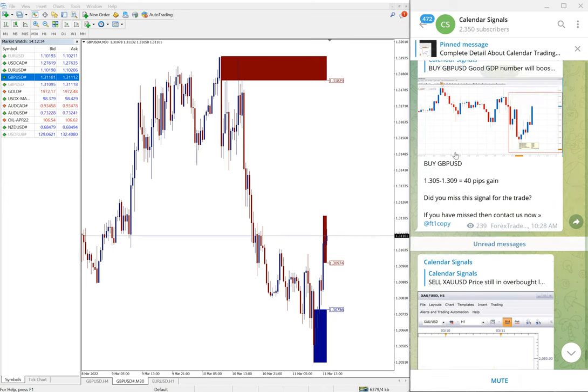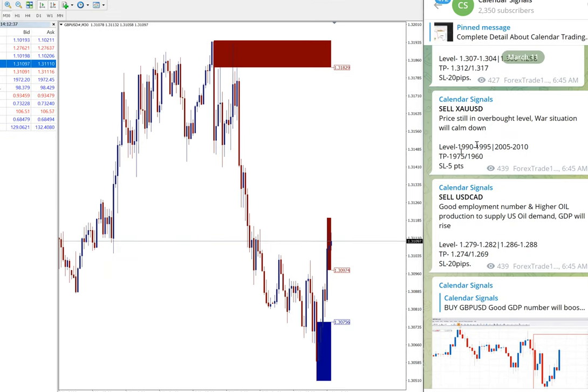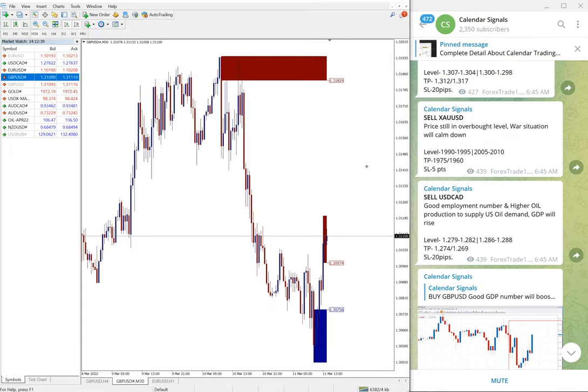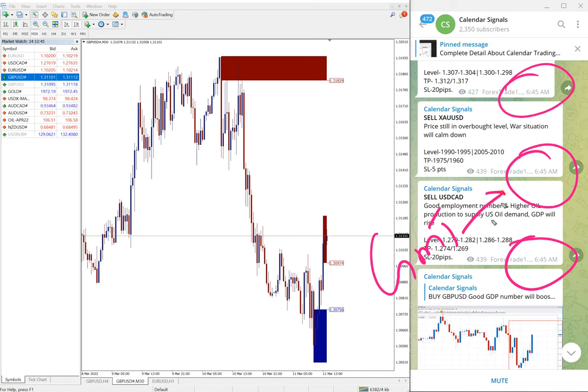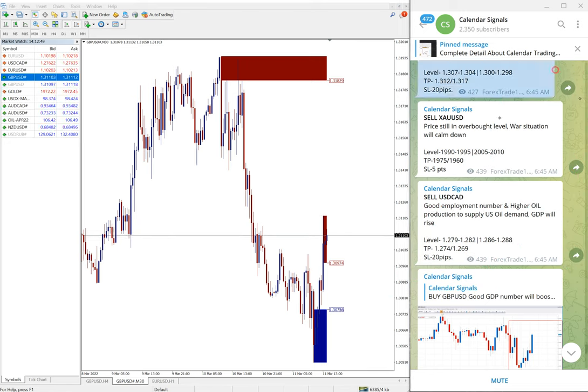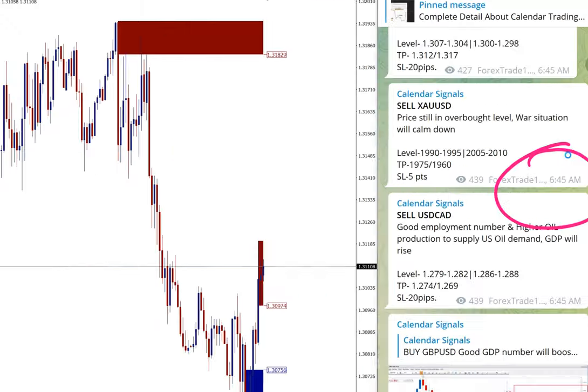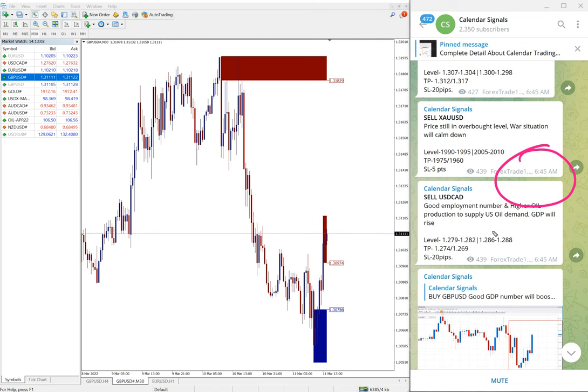And we also gave the live update. You can see the signal given time, the timestamp, is 6:45 a.m. GMT, all as per the GMT timeline.